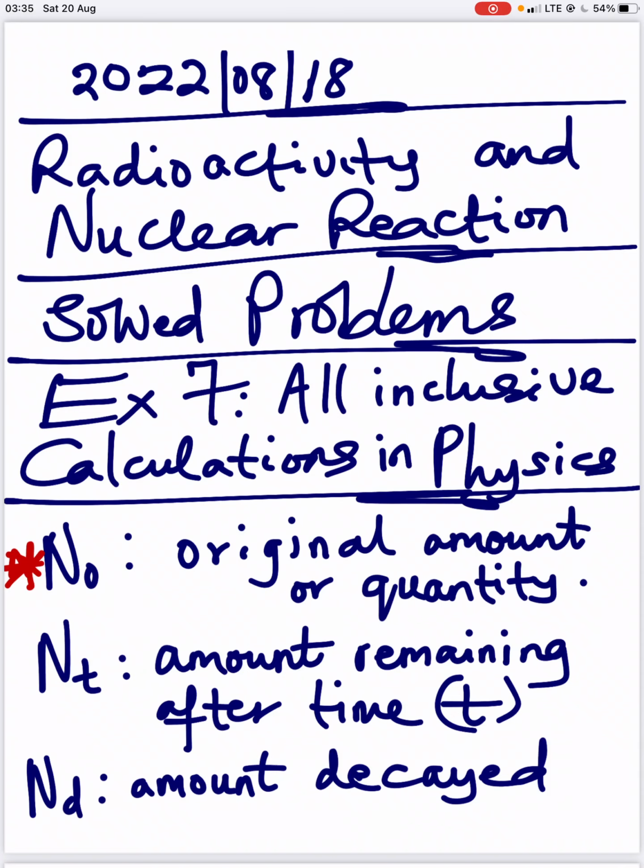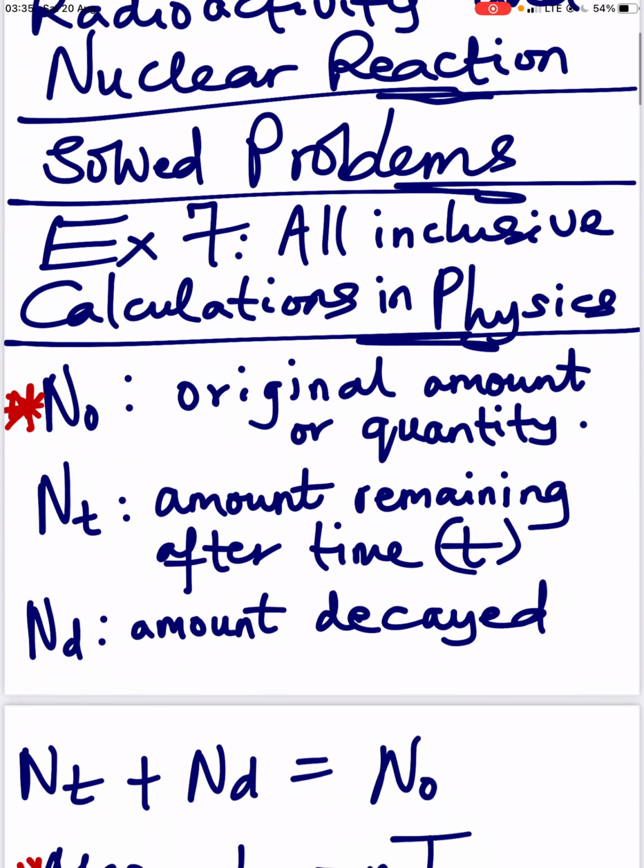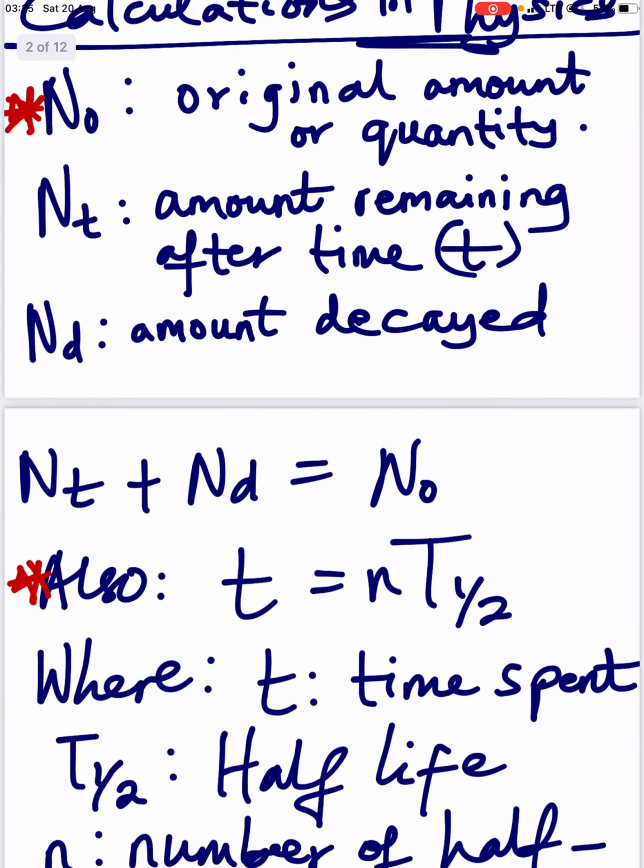Radioactivity and nuclear reactions. This is the first topic we are going to be treating this week. The exercise is from the all-inclusive calculations in physics. Every time a substance begins to disintegrate, it starts from an original quantity, N0. After some time, t, the amount remaining is denoted as Nt, and the amount that has decayed is denoted as Nd. So we use the equation Nt plus Nd is equal to N0 to connect those three quantities.